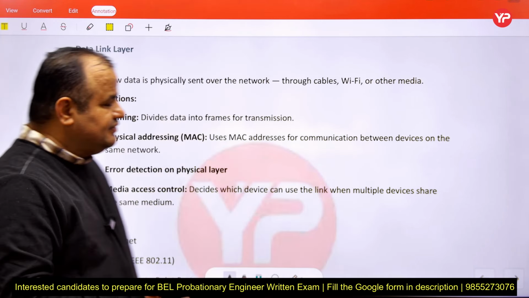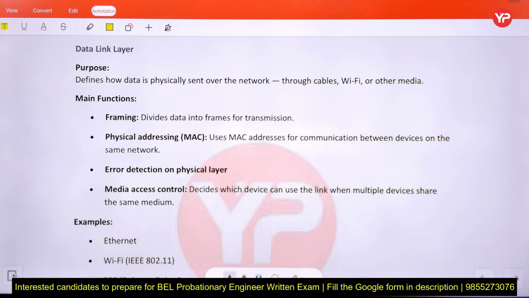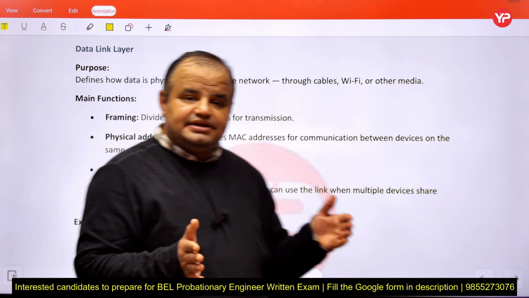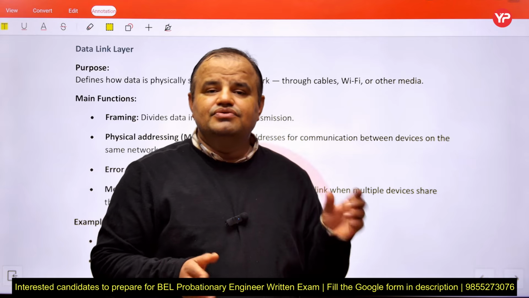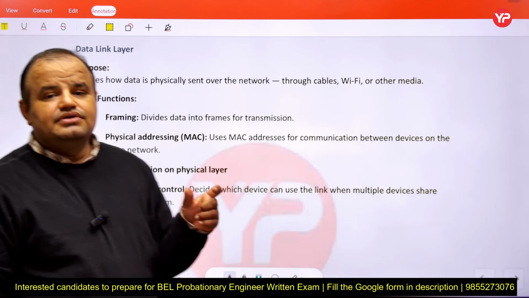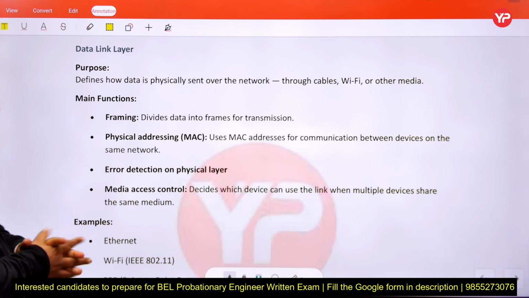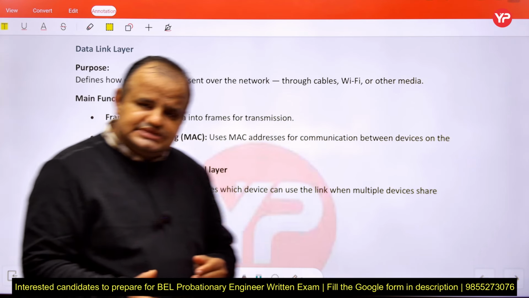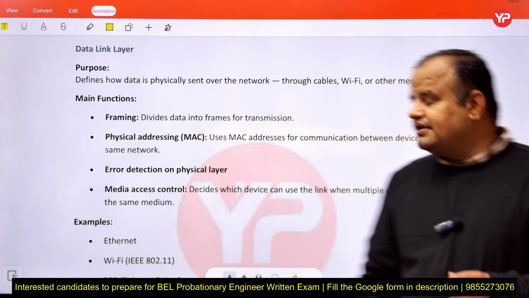So these are some functionalities, and the first functionality is to divide data into frames. Similar to the segmentation which we discussed in the transport layer, here again we divide our data into small chunks, that is called a frame. Physical address is called MAC address. Use MAC address for communication between devices on the same network. That is very important. Whenever you are going to communicate within the same network, it is MAC address. Over the network, it is IP address.